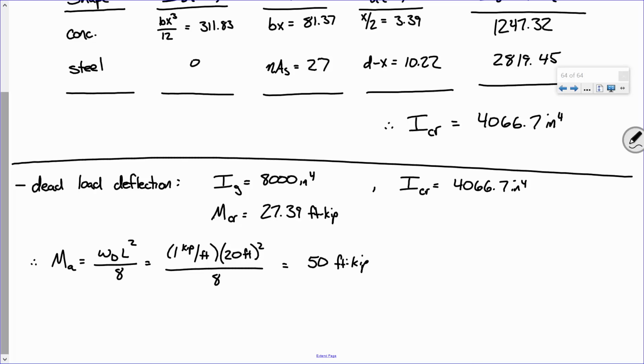All right, help me out. Looking at these two numbers, is some of this beam going to be cracked? Yeah, because remember our moment diagram is parabolic. It's going to go something about like that. Our cracking moment is about 27 foot kips, but the peak, that maximum moment, is 50. So some of it's going to be cracked, some of it isn't. So my effective moment of inertia is not going to be that or that. It's going to be somewhere in between. Make sense?